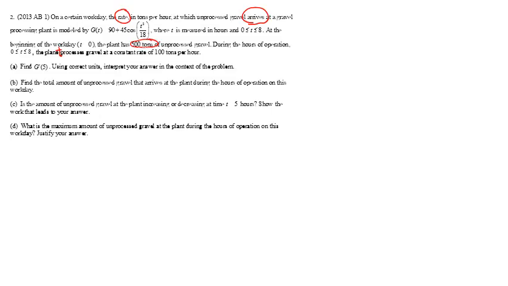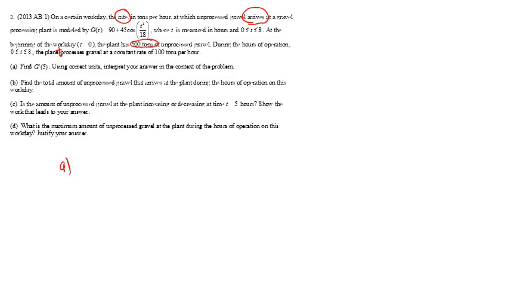The plant processes gravel at a constant rate of 100 tons per hour. So that is my out rate. Okay, we're processing gravel at a rate of 100 tons per hour. Okay, part A, find g prime of 5. That is maybe the easiest question on the entire planet. Because we have a calculator, we can just type in how to get the derivative of g at 5. So that's using the math 8 function on your calculator.